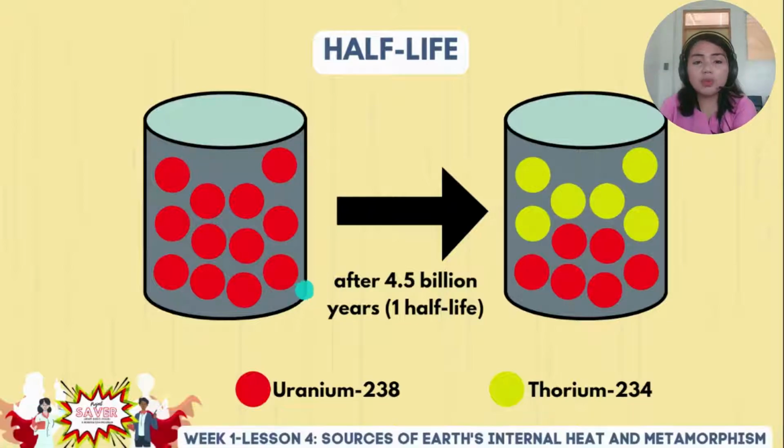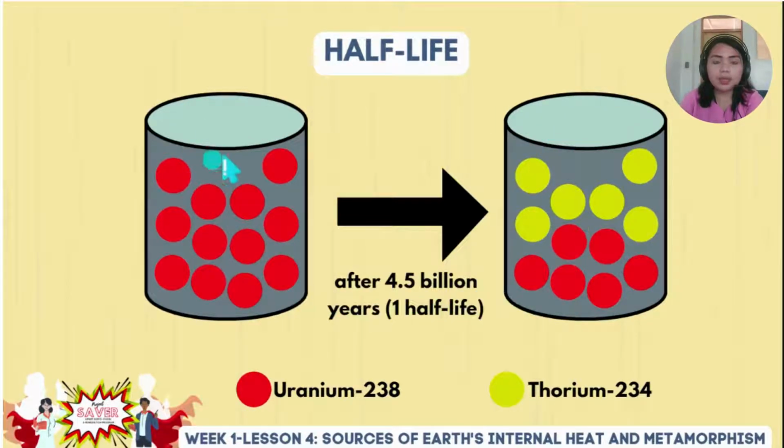Halimbawa, ang uranium-238, ang half-life nito ay 4.5 billion years. Ibig sabihin, aabot ng 4.5 billion years bago mangalahati ang dami ng uranium-238 sa loob ng Earth. Napakatagal, di ba? Kung kaya't patuloy na nagpapainit ang radioactive decay na ito sa loob ng Earth.